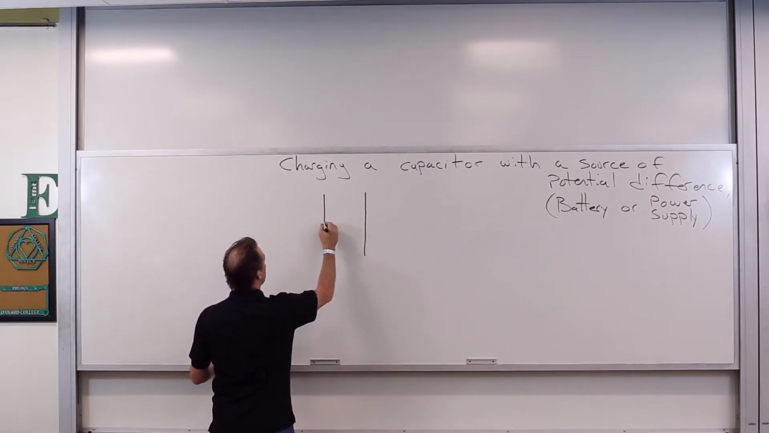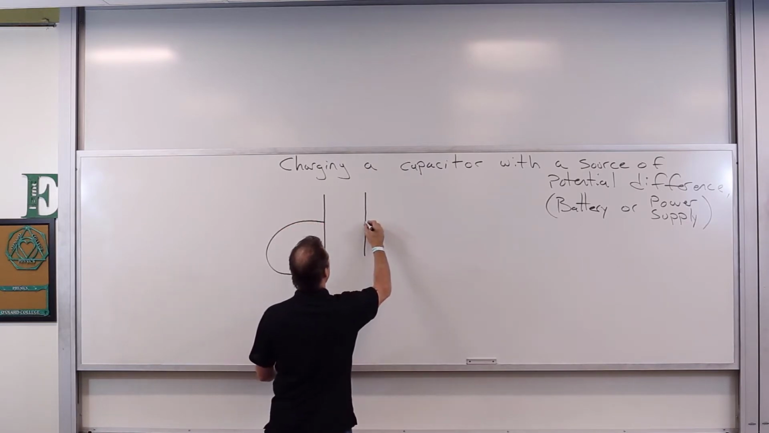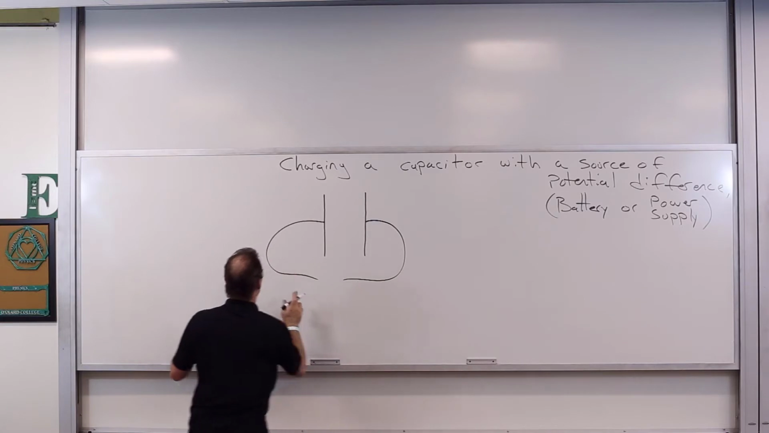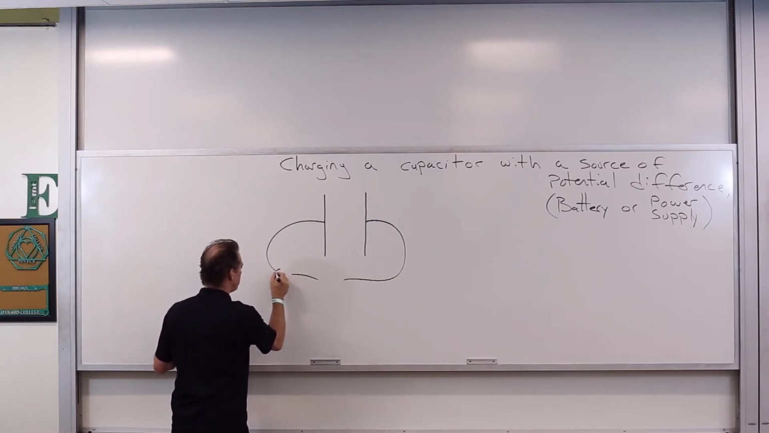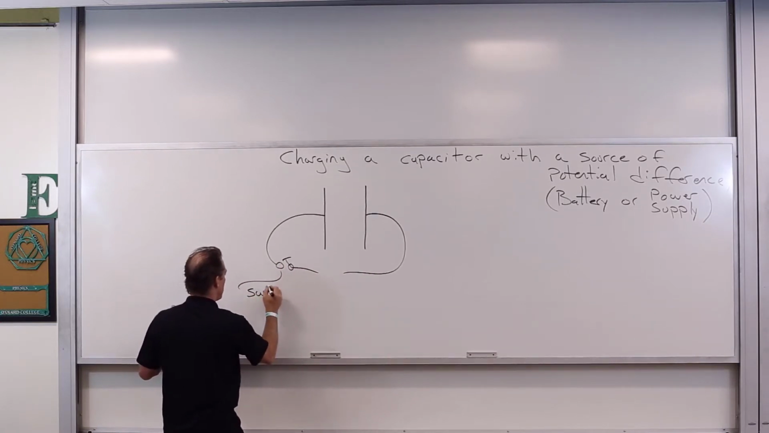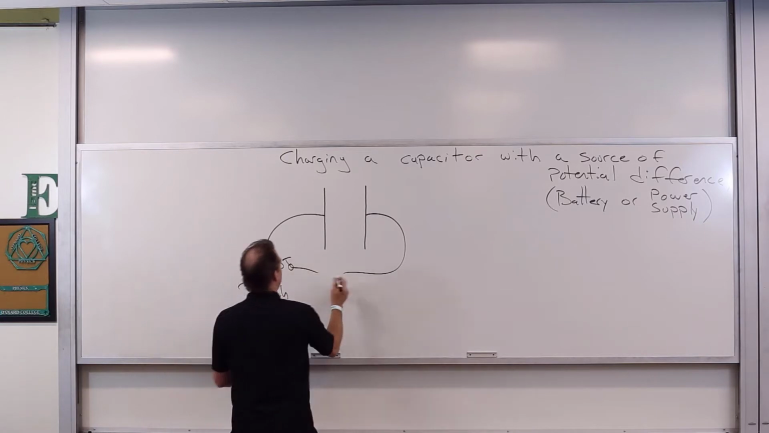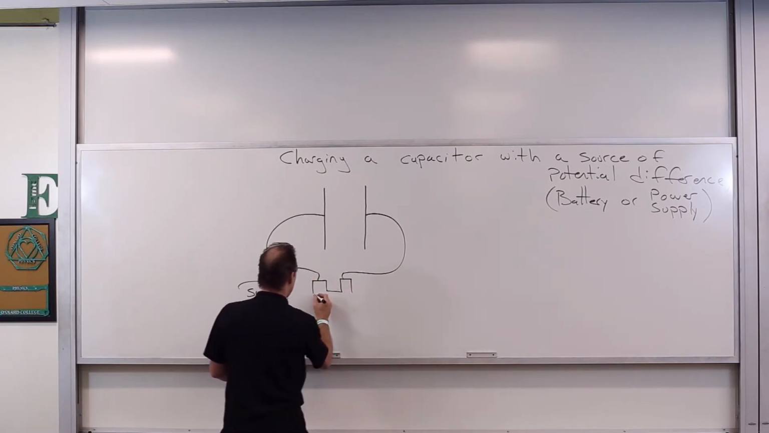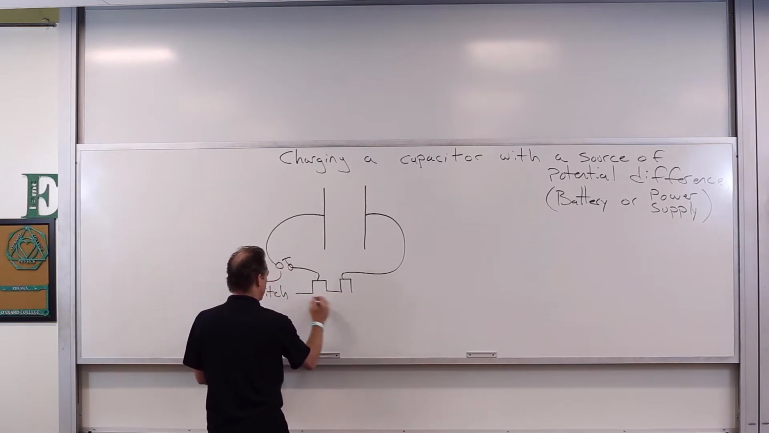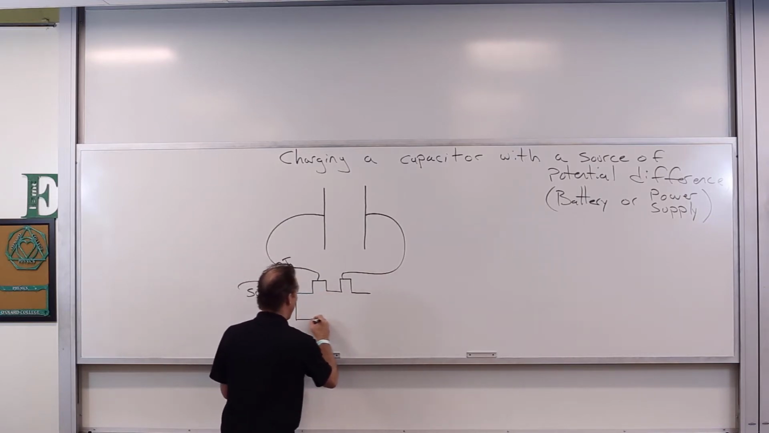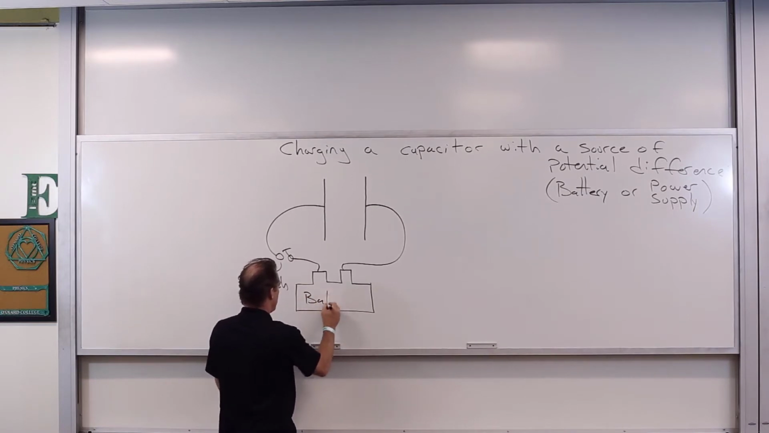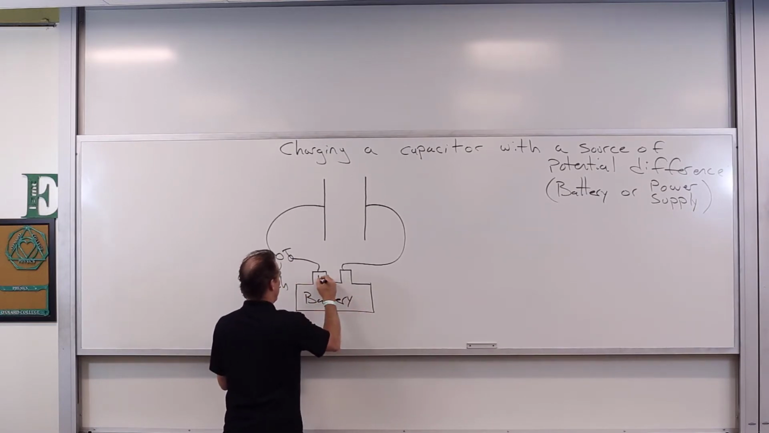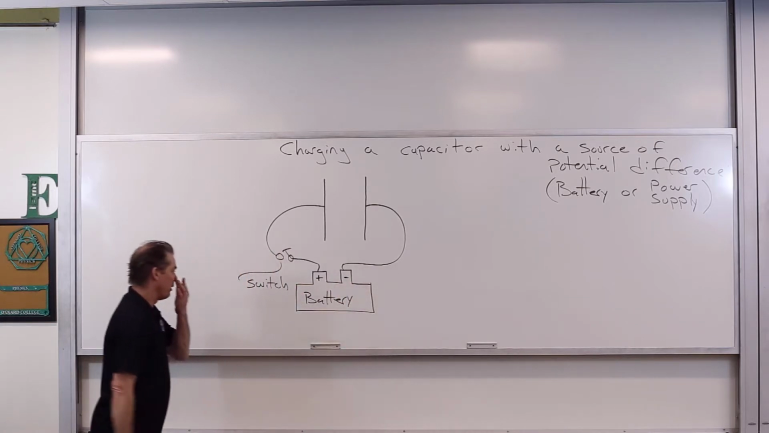So I'm going to go ahead and connect these plates here. I'm going to put in a little switch, actually. So this is a switch. And I'm going to connect these to a battery. This battery can have a positive terminal and a negative terminal. We'll extend it out a little bit so I can write battery on it. That's the plus terminal, that's the minus terminal of the battery.